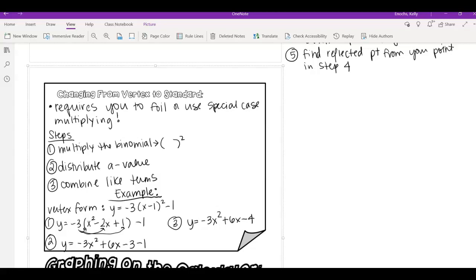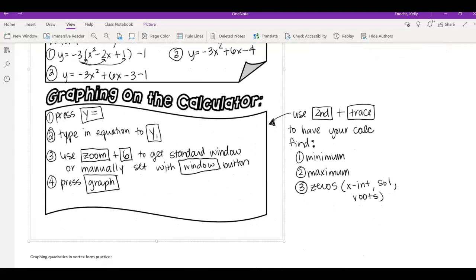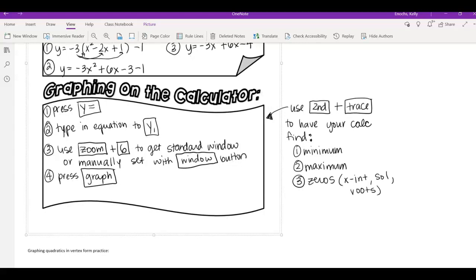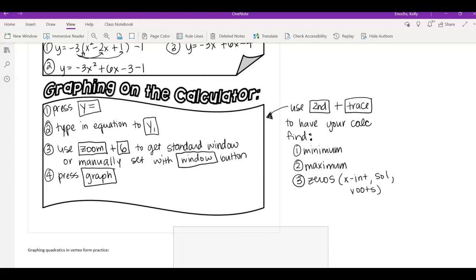All right, the last thing I wanted to talk about today is graphing on your calculator. So remember, you can graph any quadratic on your calculator, just like you can graph any equation. You press y equals, type in the equation, do zoom 6 if you want your standard window, or you can use the window button to change your window, and then you graph, and I'll show you one of those in just a second. But the other cool thing about your calculator is it can help you find that vertex point, either the minimum or the maximum, and it can help you find the zeros. So I want to show you how to do one of those real quick.